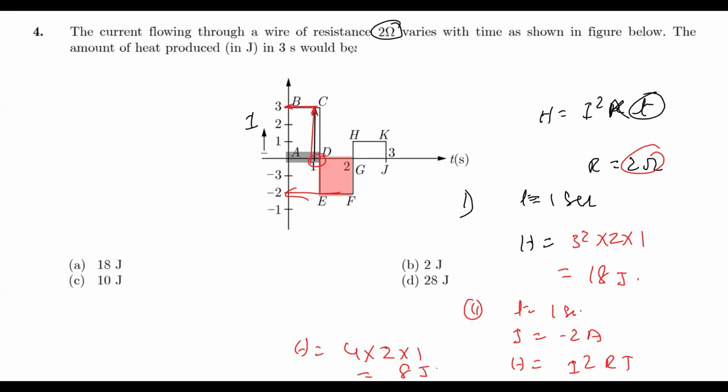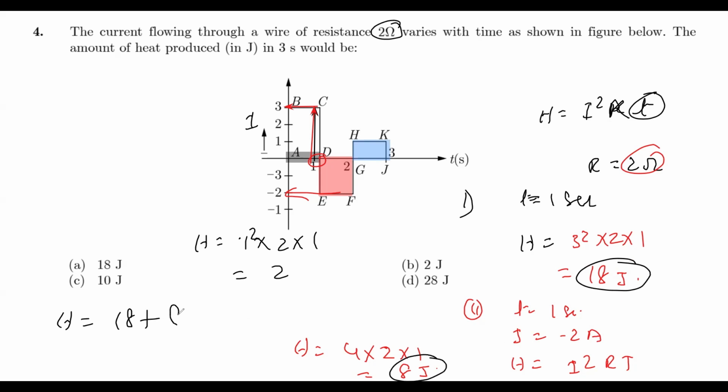And finally, for the last part, let's color it differently. This one. Here the heat produced is I square R t, where I is 1. So 1 square is 1, into R, which is 2, and time is again 2 to 3 seconds, that is the third second, 1 second only. So 2 into 1 is 2. So the total heat produced is 18 plus 8 plus 2, which comes out to be 28 joule. It's a good one. Now let's move to the next question.